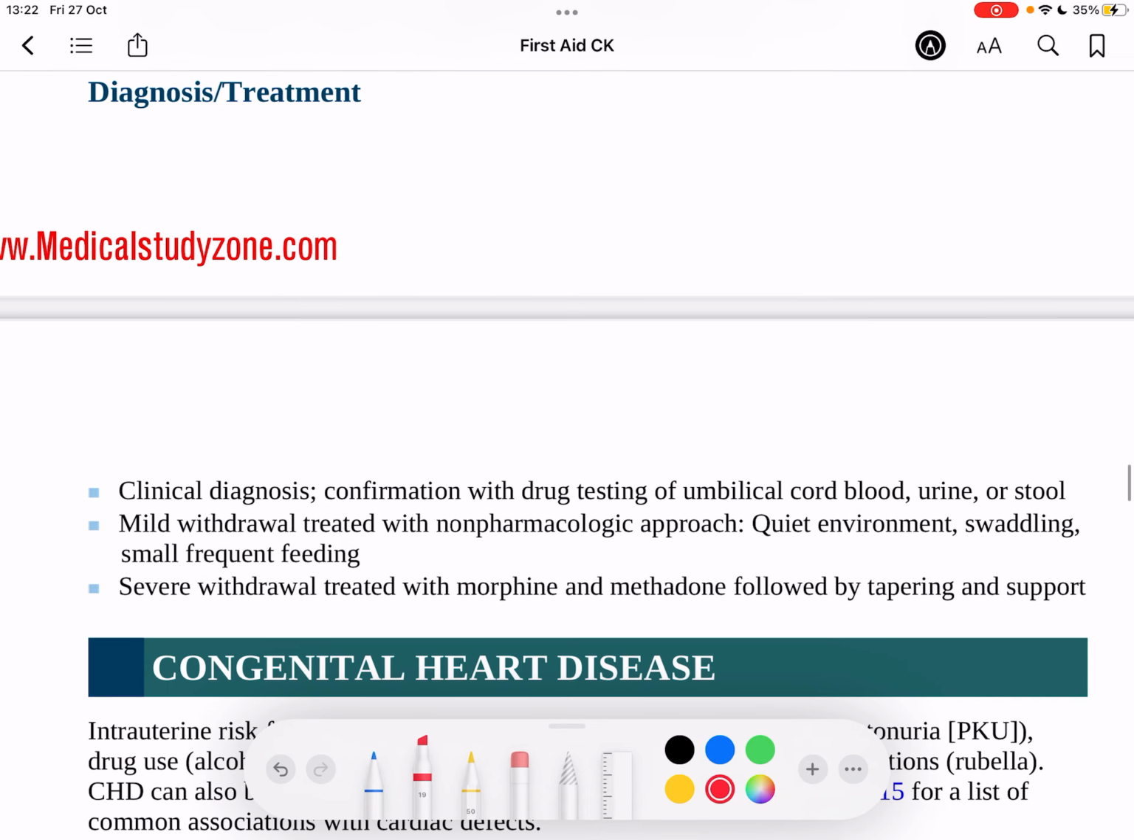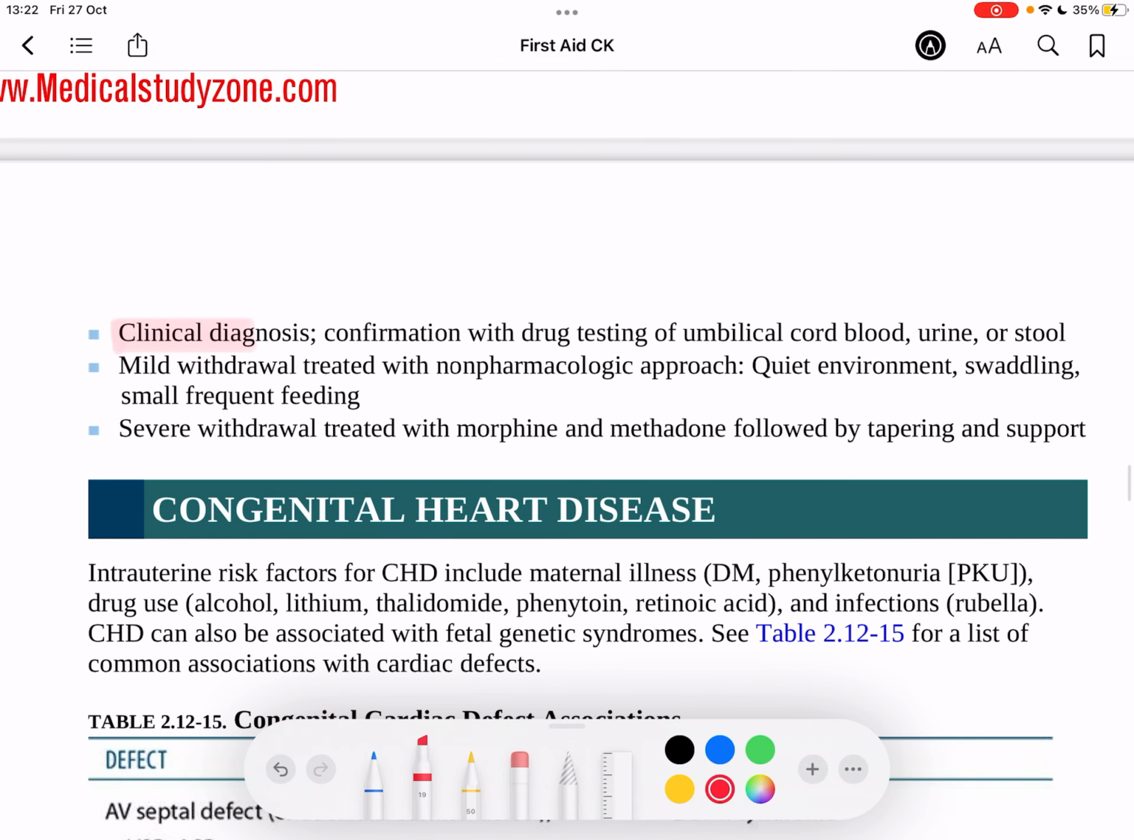So in terms of our diagnosis and treatment, it is a clinical diagnosis, but we can confirm this if we want. We can do confirmation with drug testing of umbilical cord, urine, and stool. This can literally just tell me whether there is actually opioids or other drugs within the circulation.